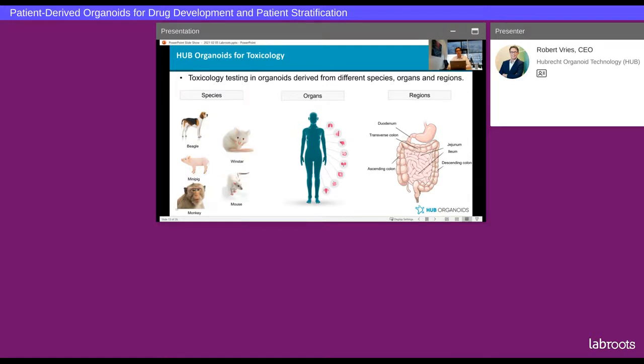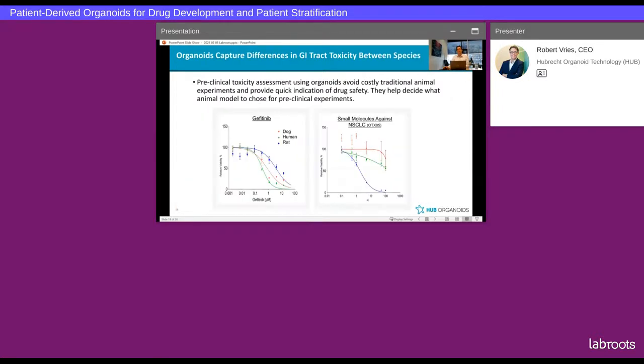We can develop organoids from different parts of the intestine or colon or other organs, because we know that gene expression, and therefore safety and toxicology responses, are different in different regions of organs. So I'll just give you some examples.